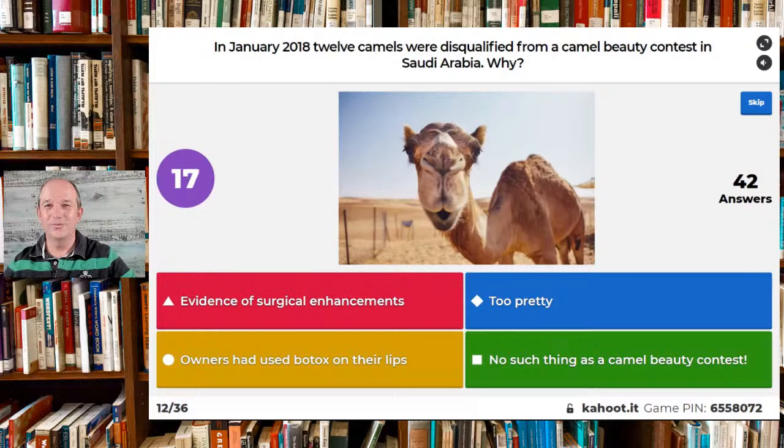So, why, oh why, were 12 camels disqualified? I don't really expect anyone to know this one, but you remember it being on the news, Julian? Wow, okay. Maybe someone will know the answer rather than just a guess.